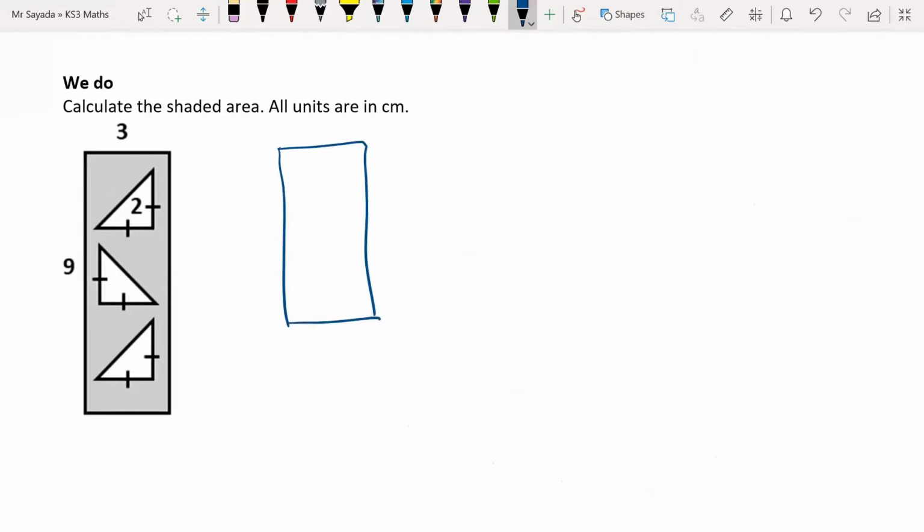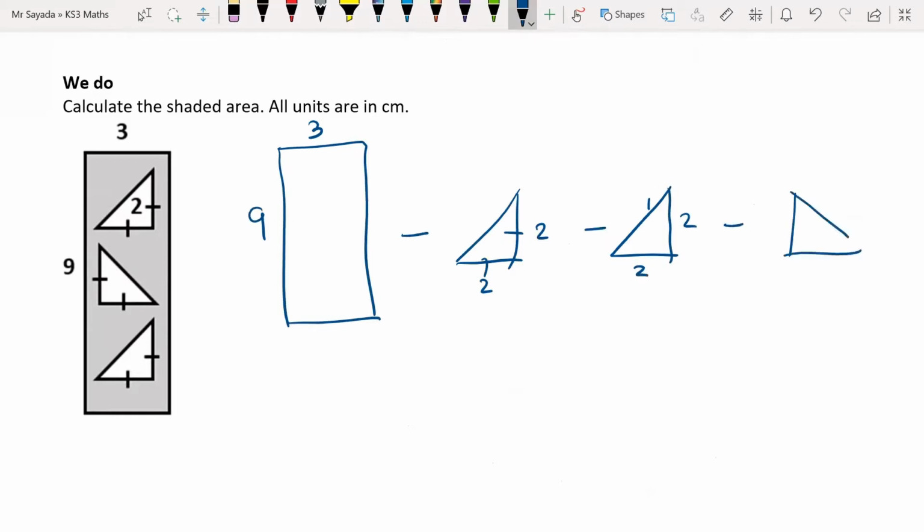So we have this rectangle, which is a 9 by 3. We need to minus from that this 2 by 2. We need to minus from it this one, and we need to minus from it this one, because all of those triangles have been cut out. So the area of this rectangle is what? Say your answer to the video now. You should have said 27.